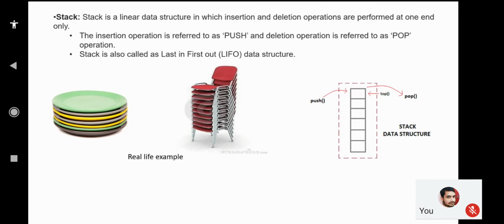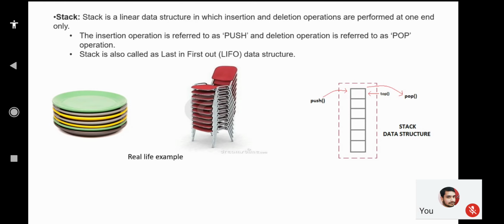Is this clear? That's why another name of stack is last in first out, that is LIFO. Is this clear? Suppose I have a single plate. So I take that plate here. Now I want to keep another plate here. So how can I keep it? I just keep it on the top. Next time, the next plate I keep here. Next time, the next plate I can keep here.